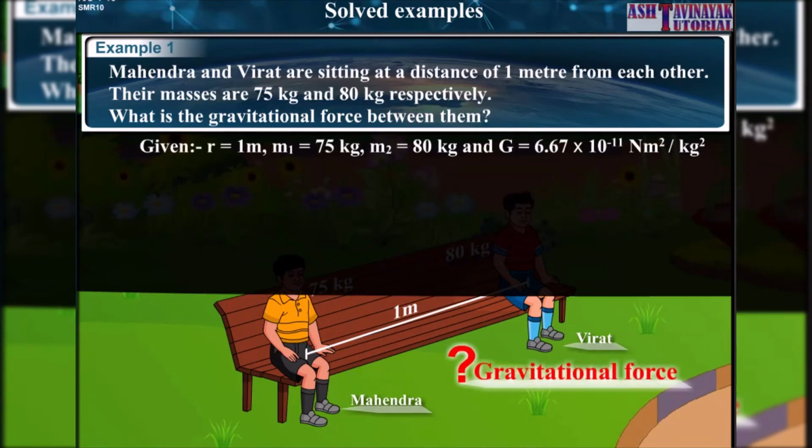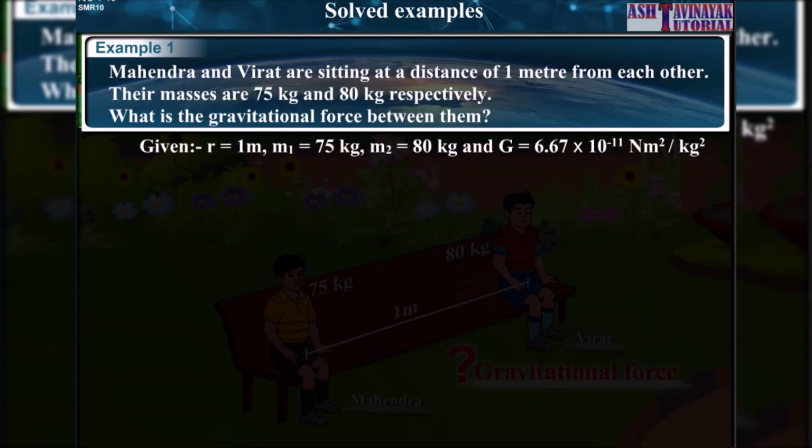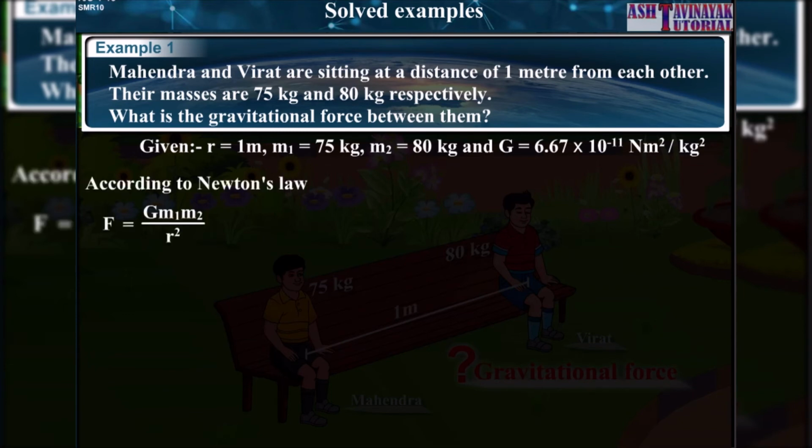Now, given we have r is equal to 1 meter, m1 is equal to 75 kg, m2 is equal to 80 kg, and G is equal to 6.67 into 10 raised to minus 11 Newton meter square per kg square. According to Newton's law, F is equal to G m1 m2 upon r square.